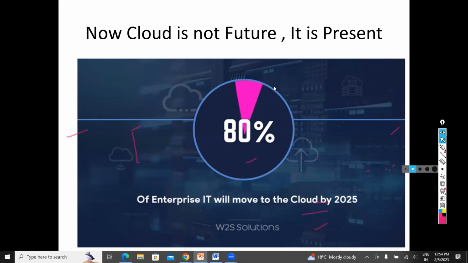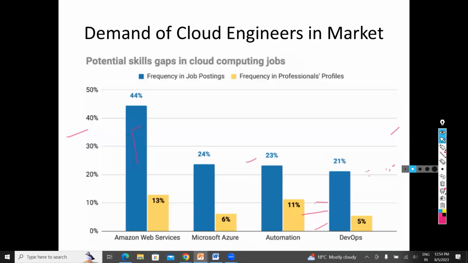Because now we have multi-technology demands in the market. So you have to learn AWS, and at least one more cloud in combination, Azure or Google. But again, as I said, AWS is currently the top leader of the cloud service providers. In the PPT, you can see the demand for cloud engineers in the market, right?